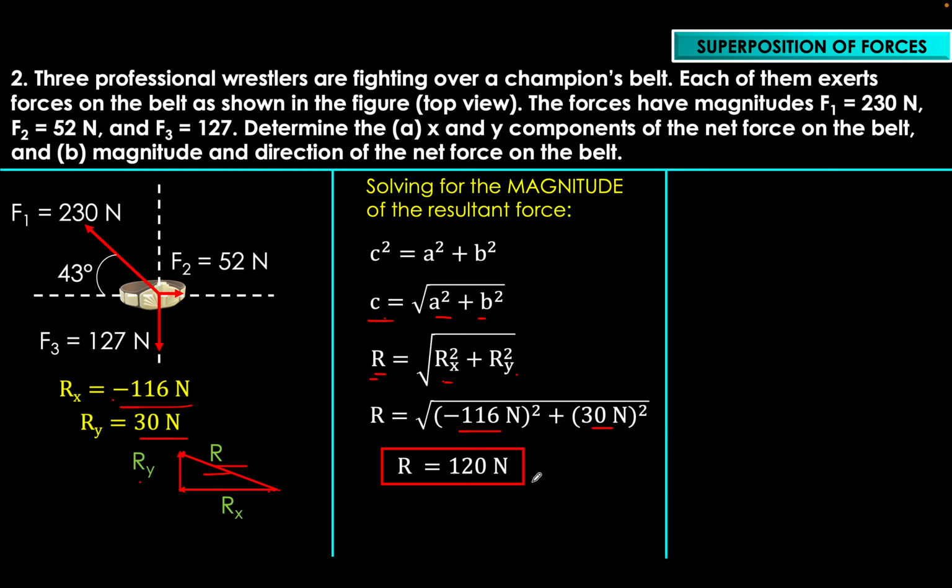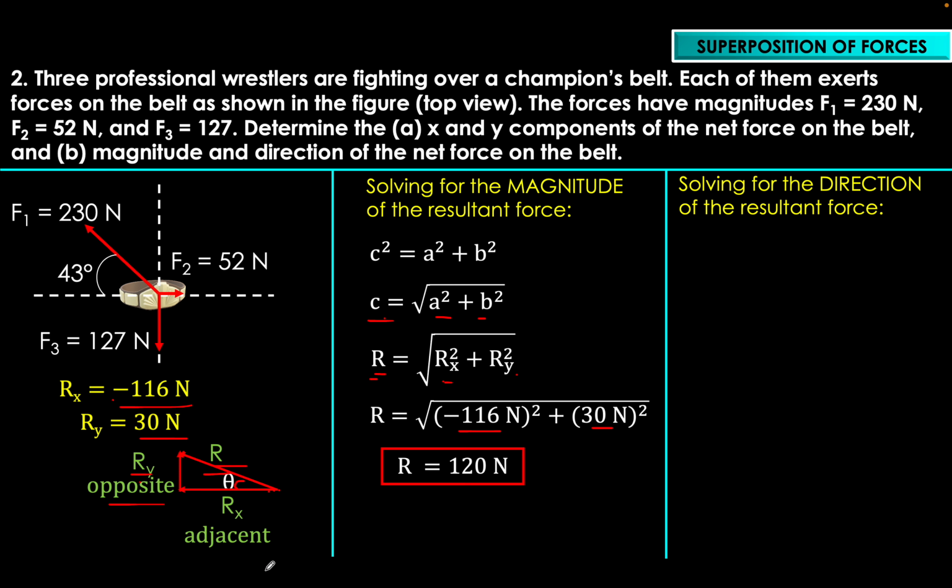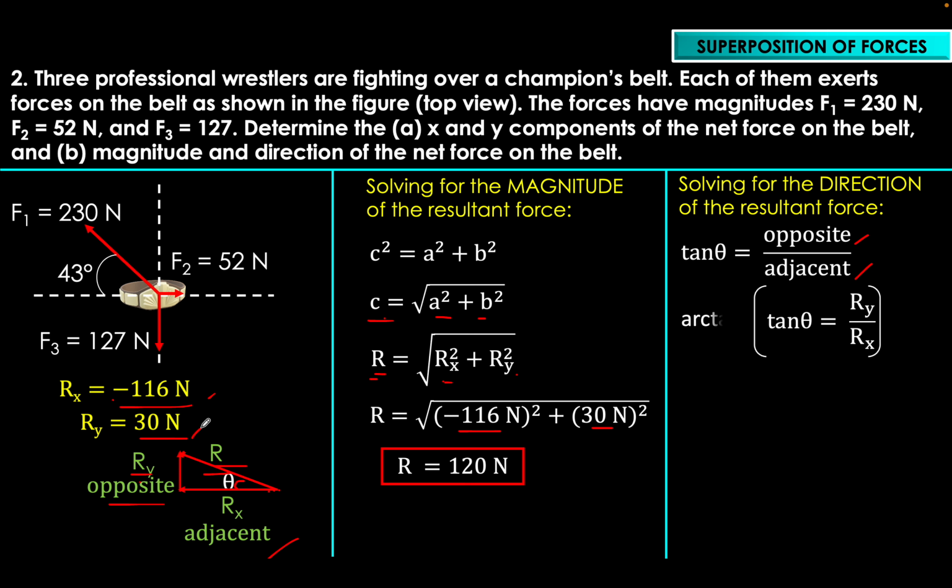Now, for the direction, you're supposed to use tangent function because, again, if this is your theta, the one touching the x-axis, r sub y is your opposite side, and r sub x is your adjacent side. So you can use tangent function to take into account those known values, r sub x and r sub y. And then, again, we take the arctangent of both sides of the equation because that will allow us to cancel tangent and then isolate theta. And then the equation will look like theta equals arctangent times r sub y over r sub x.